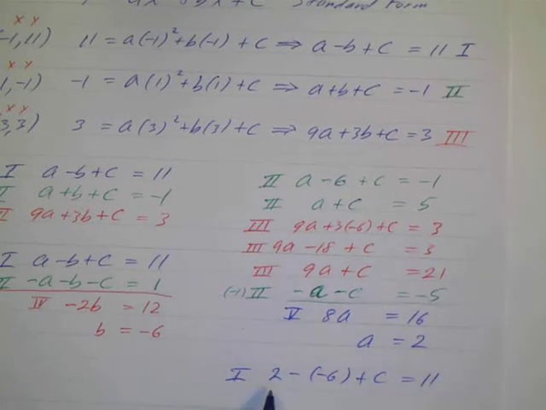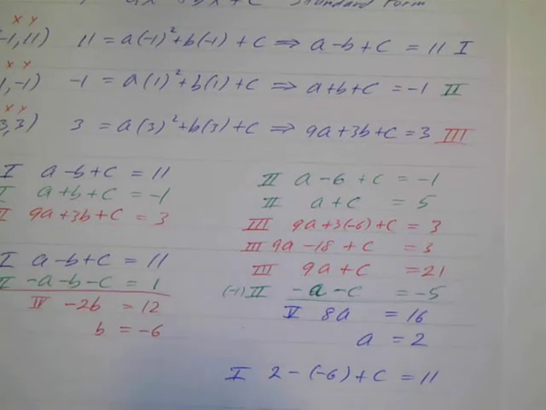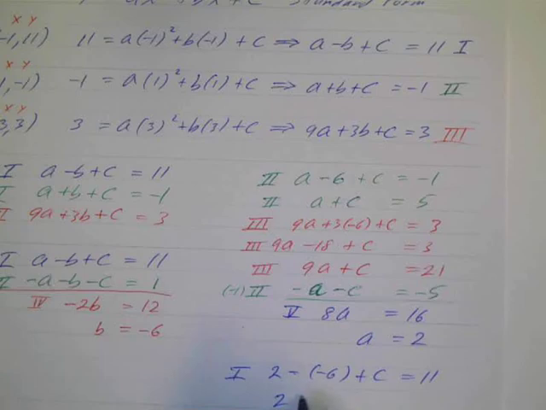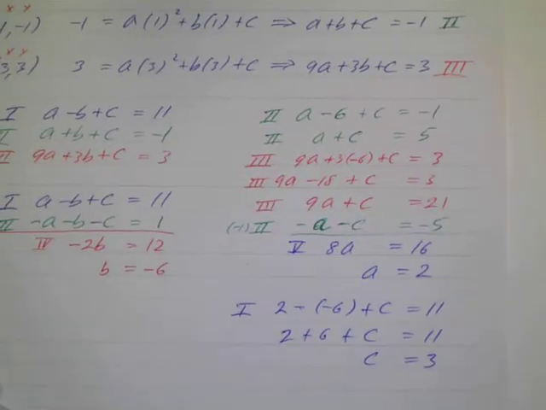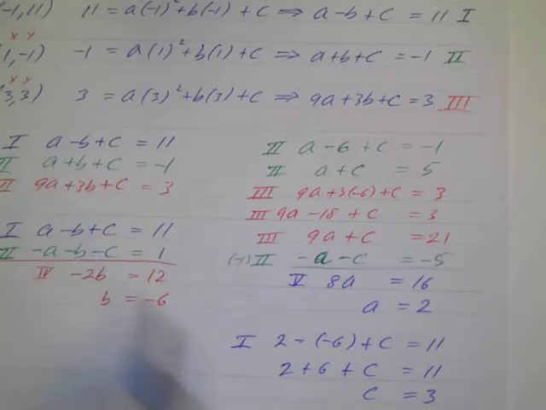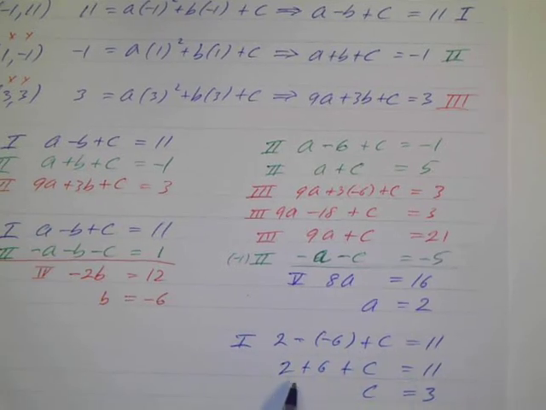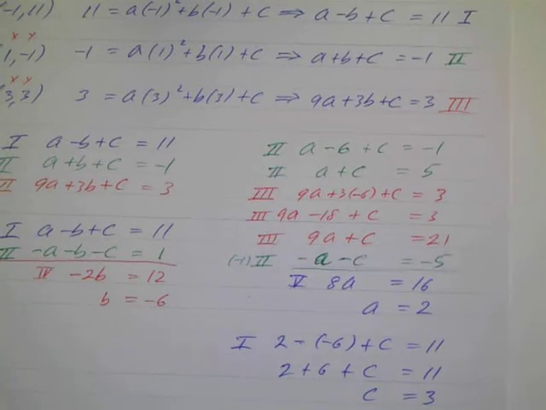So there's my A. A is 2. B is negative 6. So that's going to be 2, and then plus 6 plus C equals 11. And then that's going to be 8. So if I subtract 8 from both sides, C will equal 3. So there's your C. Okay. So again, I put this in equation number 1. A is 2, minus B, which is negative 6, plus C, which is what I'm trying to find, equals 11. Negative times the negative is positive. 2 plus 6 is 8. 8 from 11 is 3.